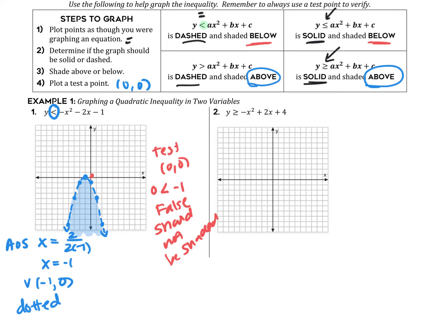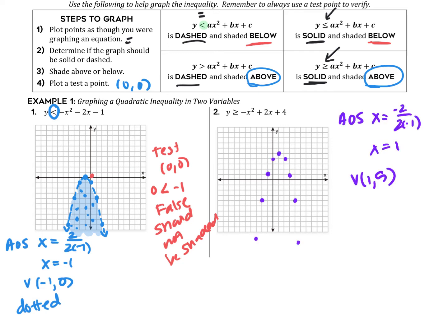So this blue graph is the solution to the quadratic inequality. What that means is every ordered pair inside this shaded region, and there's an infinite number, is a solution to this quadratic inequality. All right, I'm going to have you pause the video and try to work through graphing number 2 on your own, and then unpause the video and see how you did.